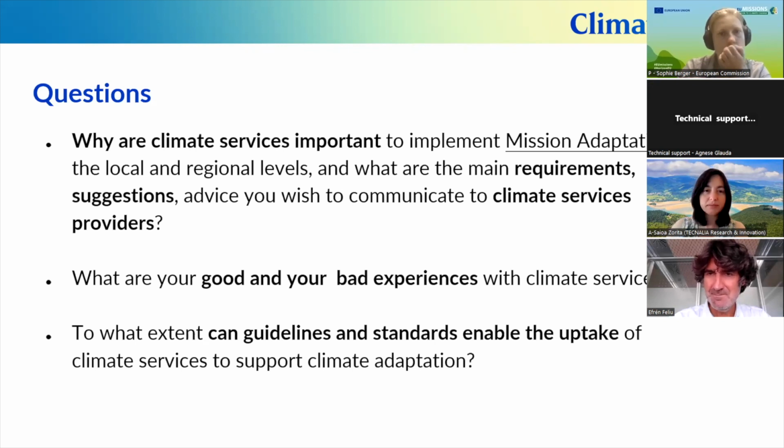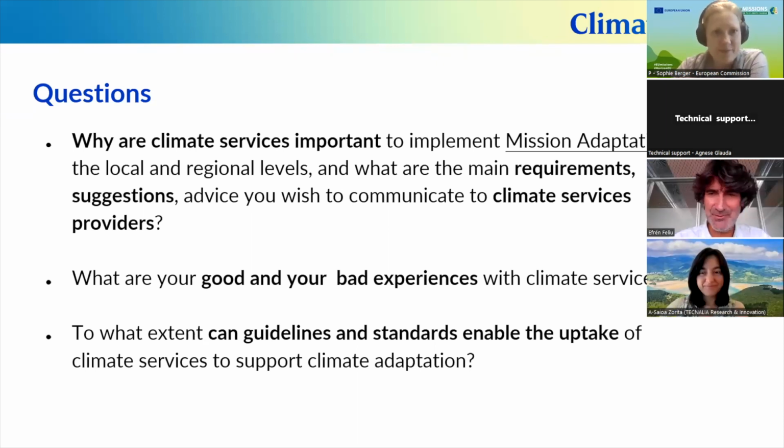Yes, Sophie? Just maybe because we are not many people, it would be good to do a quick tour of the table and people say who they are and what they are doing, and then maybe that will foster some discussion. Good suggestion. Let's opt for that. If you want to, I can start. As I said before, my name is Sophie Berger, and I'm working for the European Commission on the mission on adaptation to climate change.